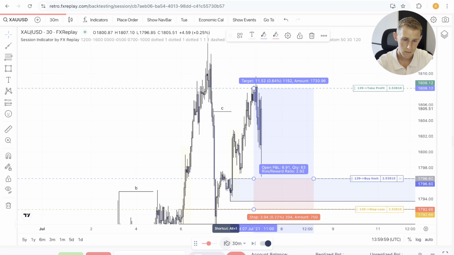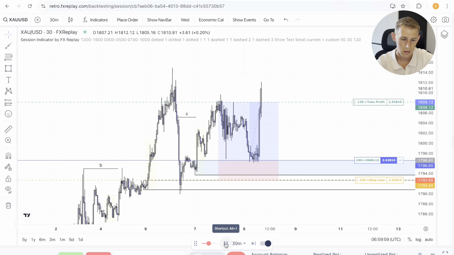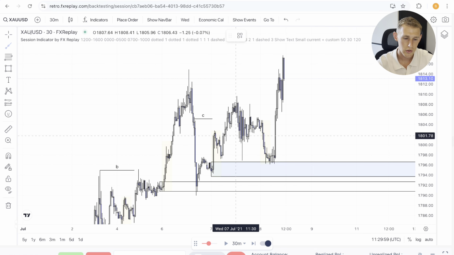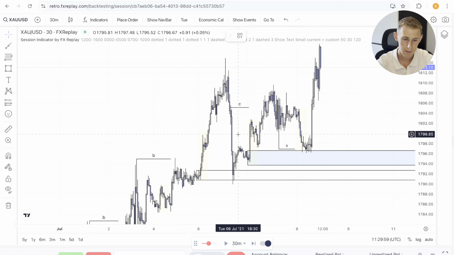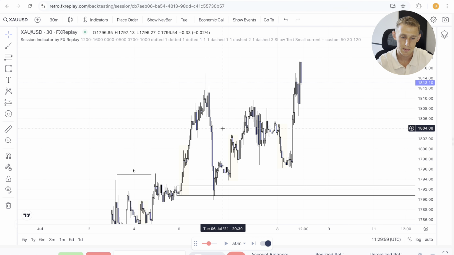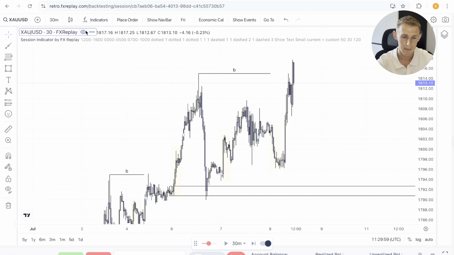Slightly missed us. Right, there we go, tagged in. Nice, TP hit. So very nice trade. I also like the fact here that we had that inducement just above the zone, which was sort of like an extra confluence. And as before, you could have targeted the high if you weren't doing the mechanical TP rule, but I'm just going to stick to that rule for this backtesting session.